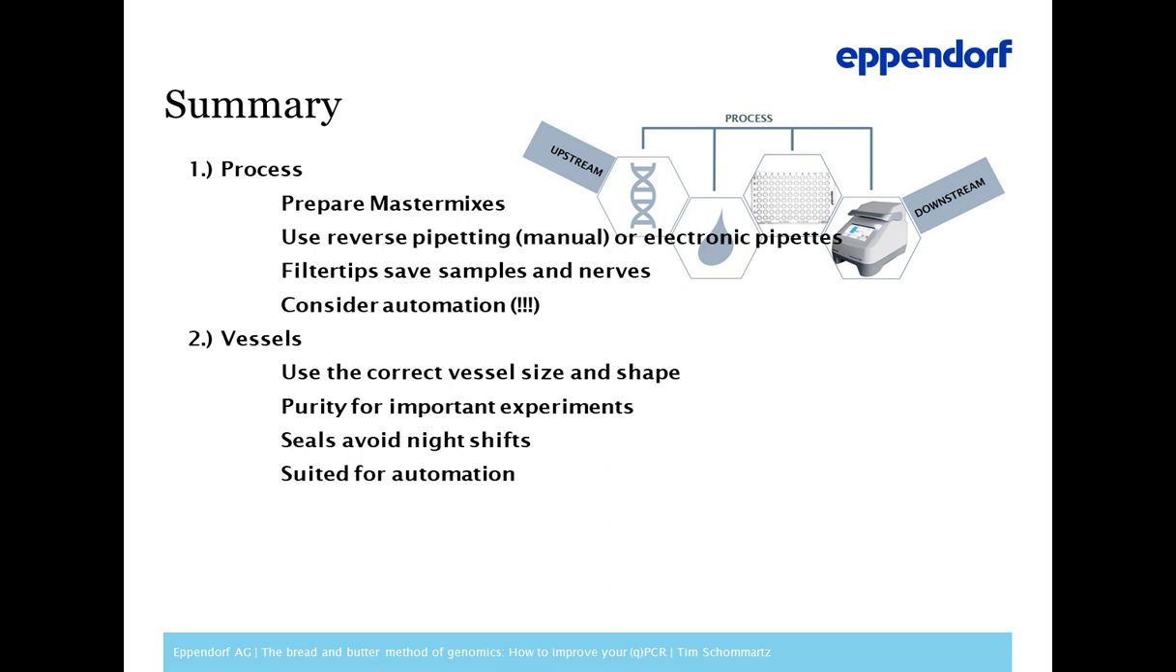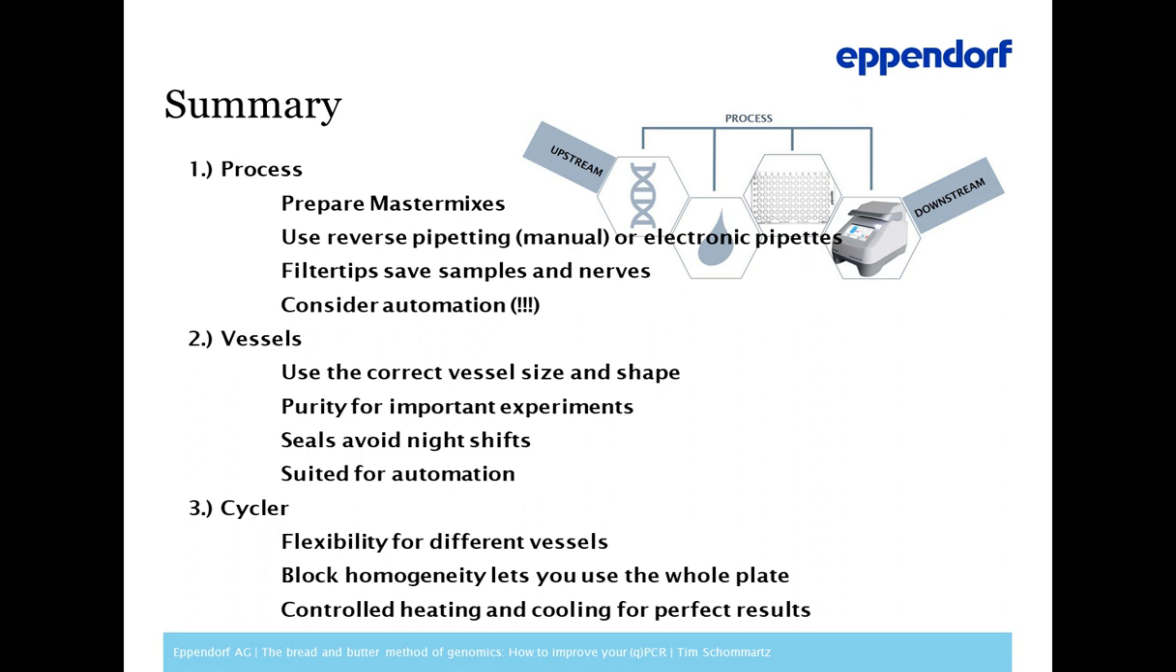And if you consider automation, go for vessels which are suited for automation. As I've shown you, the Eppendorf automation solutions are very flexible, but especially if you go for plates, look for a sturdy plate which can be grabbed by a robot arm. For the cycler, I would always go for something flexible so that you can use different vessels, be it tubes or plates, on the same cycler. A good block homogeneity lets you use a whole plate and not only half of it. And go for controlled heating and cooling for perfect results.